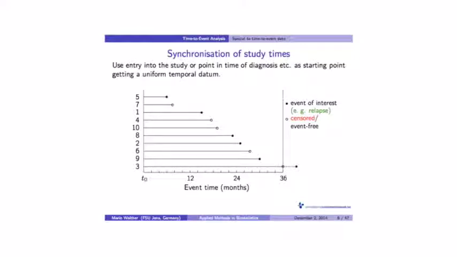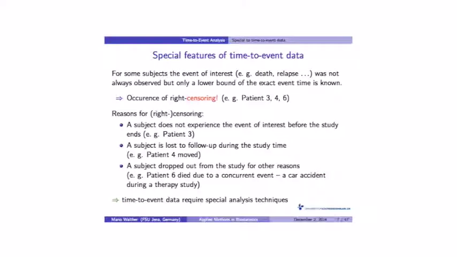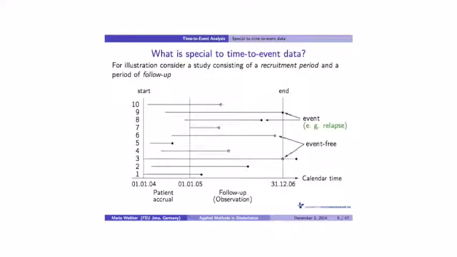Let me explain it by patient 3. What is special here is that for some patients or subjects, the event of interest, for instance death or relapse, was not always observed, but only a lower bound of the exact event time is known. That is what I mean: for patient 4 here in this case, the last examination of this patient was at this date, and there was no follow-up of this patient, and you only have a lower bound of the event time of this patient.